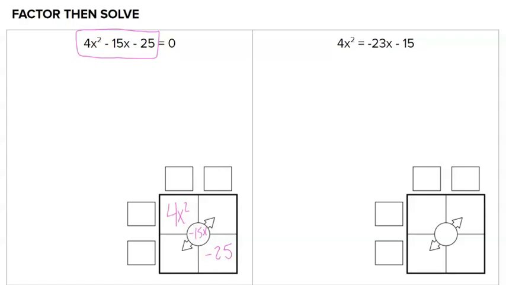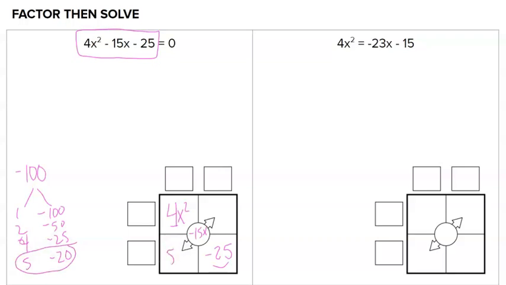So in this case, we need to multiply 4 and 25. We get negative 100. And then we need factors that multiply to make negative 100, but are going to add to make negative 15. So that means my bigger number is going to be negative. So we have 1 and negative 100, 2 and negative 50, 4 and negative 25, 5 and negative 20, and this one right here, 5 and negative 20, are going to add to make that negative 15.